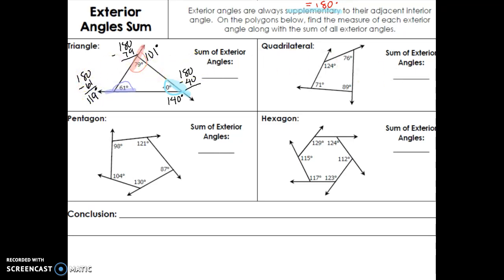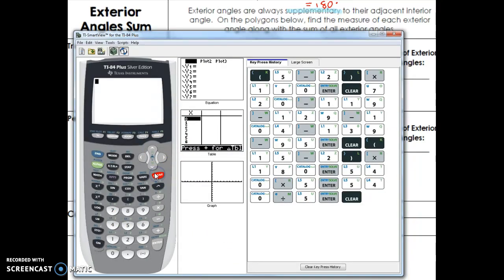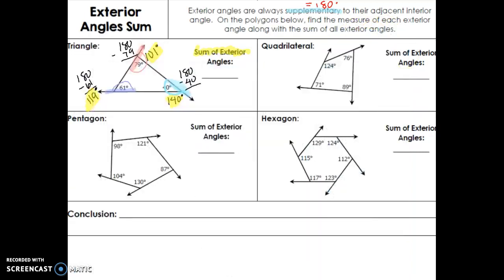Now that we have found all our exterior angles, to find the sum of the exterior angles, all we gotta do is add these up. We can take our calculator, clear this, and say 101 plus 140 plus 119. And that ends up being 360. So when we add all of those up, we have our sum of exterior angles equal to 360 degrees.